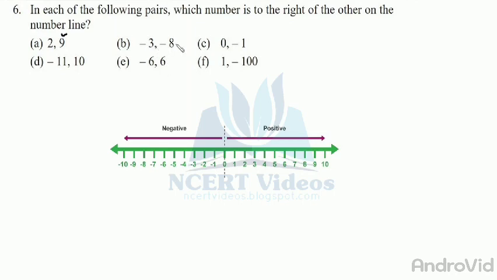Now B part, minus 3 and minus 8. Well, this is minus 3 and minus 8 is towards the left. It means minus 3 is at the right. Now C, 0 and minus 1. You can see here, 0 is here, minus 1 is towards the left. It means 0 is towards the right. Now minus 11 and 10, clearly you can see here somewhere here would be your minus 11. That means 10 is towards the right.